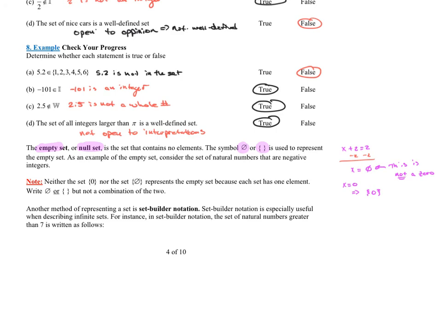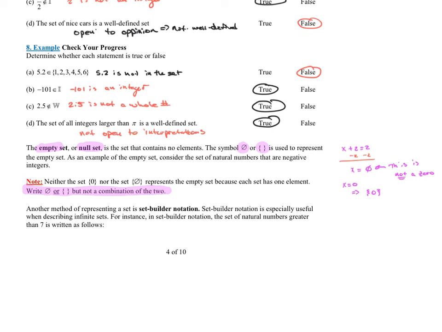So, it says, note, neither the set containing 0 or the set containing the empty set represents the empty set because each set has one element. Write one or the other, but not a combination of the two. So I'm going to highlight that. Write one or the other, or not a combination of the two.